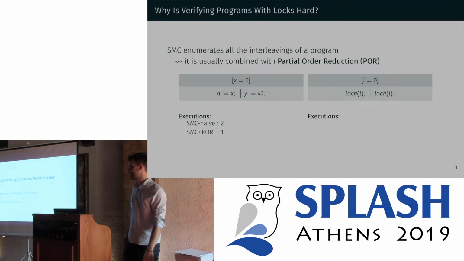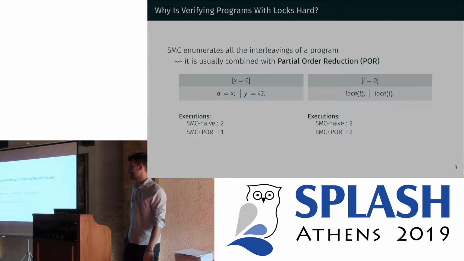Now, if we have this program, however, where we have 2 threads acquiring the same lock, then again, stateless model checking will naively explore 2 executions. But if we combine it with partial order reduction, now we also get 2 executions. And this is because operations on the same lock do not commute. This is because of the way they're modeled. They're actually modeled as compare and exchange instructions that have to succeed. But even intuitively, you can think of it that if the first thread executes first, then it acquires the lock first and it succeeds. And if the second thread executes first, then it succeeds.